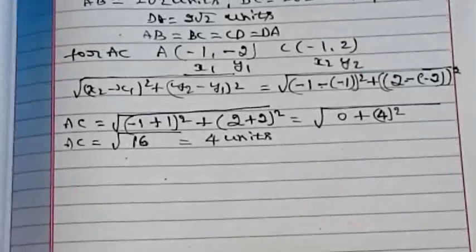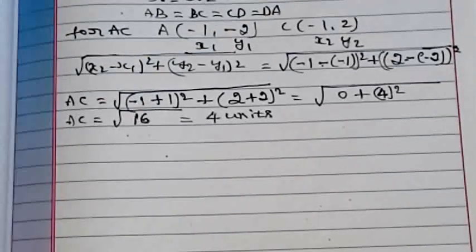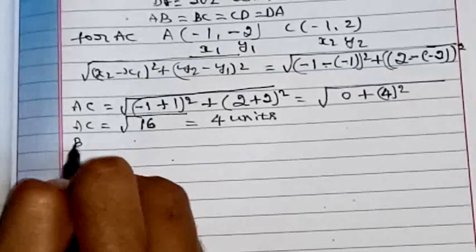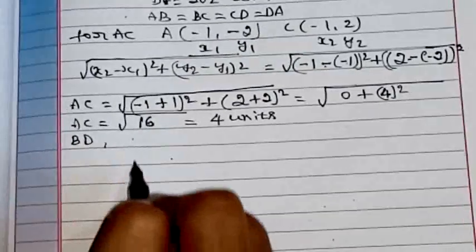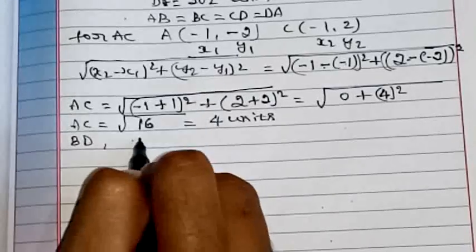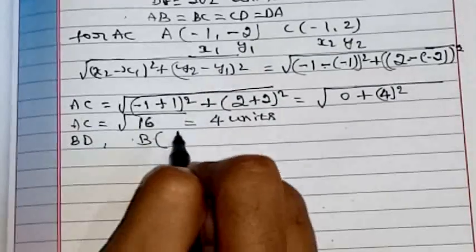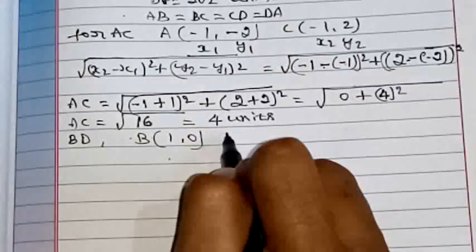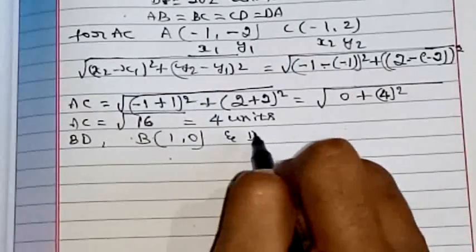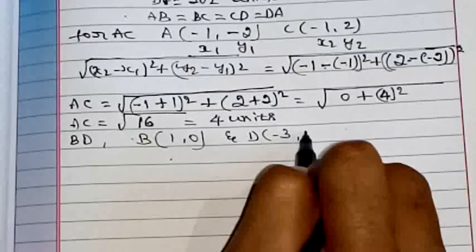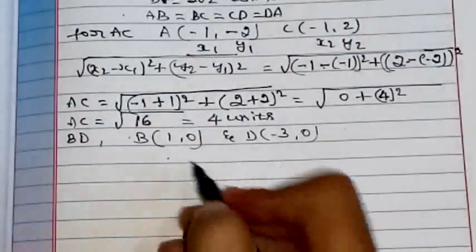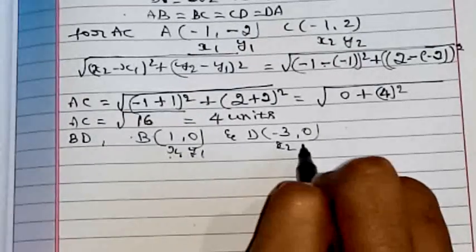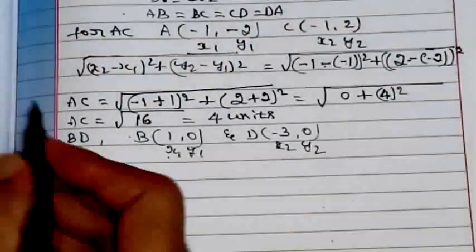Now find the distance between B and D, right? What are the coordinate points of B and D? B of 1 comma 0 and D of minus 3 comma 0, right? As usual, write this one as x1 y1 and this one as x2 y2. Now apply the distance formula.